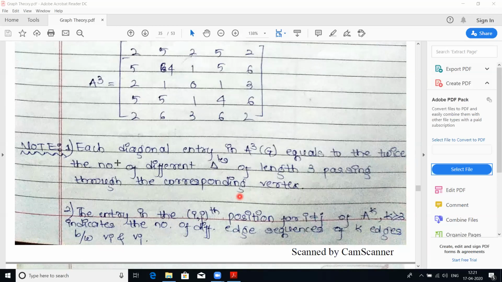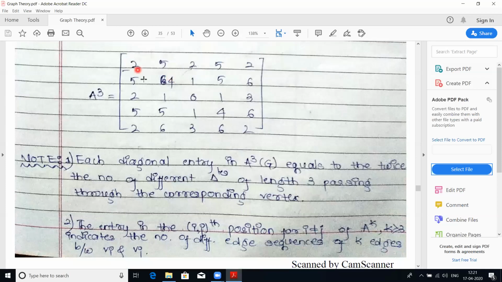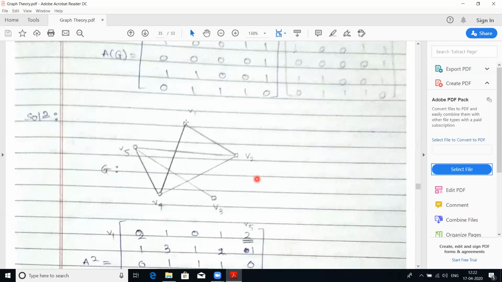See, each diagonal entry in A cube of G equals twice the number of different triangles. Here, first diagonal element is 2. It is twice, so half of it is 1. There is one triangle of length 3 passing through the corresponding vertex. Vertex is V1 here. So there is one triangle passing through this vertex. So what is that triangle? So here is a triangle. It is one triangle passing through that vertex.